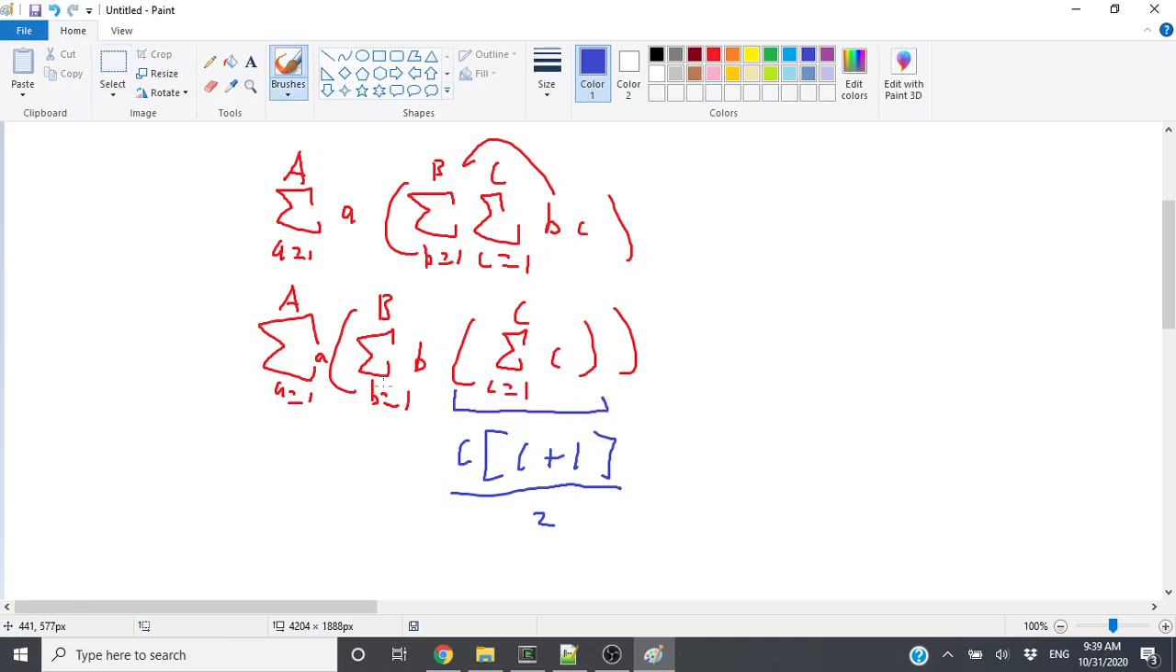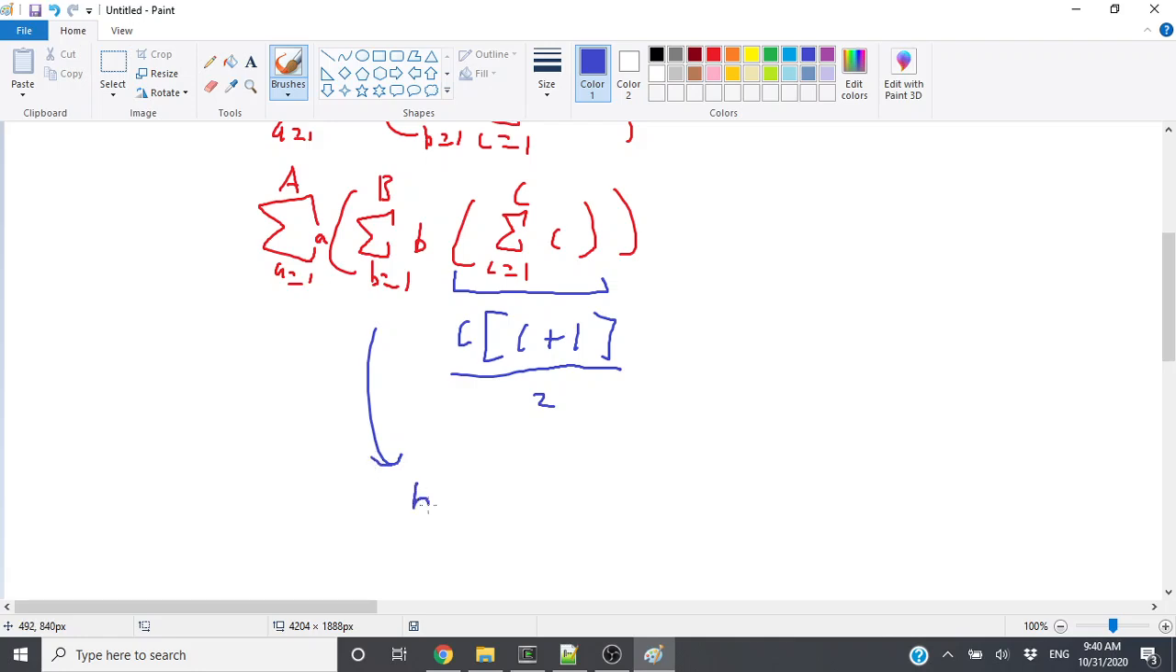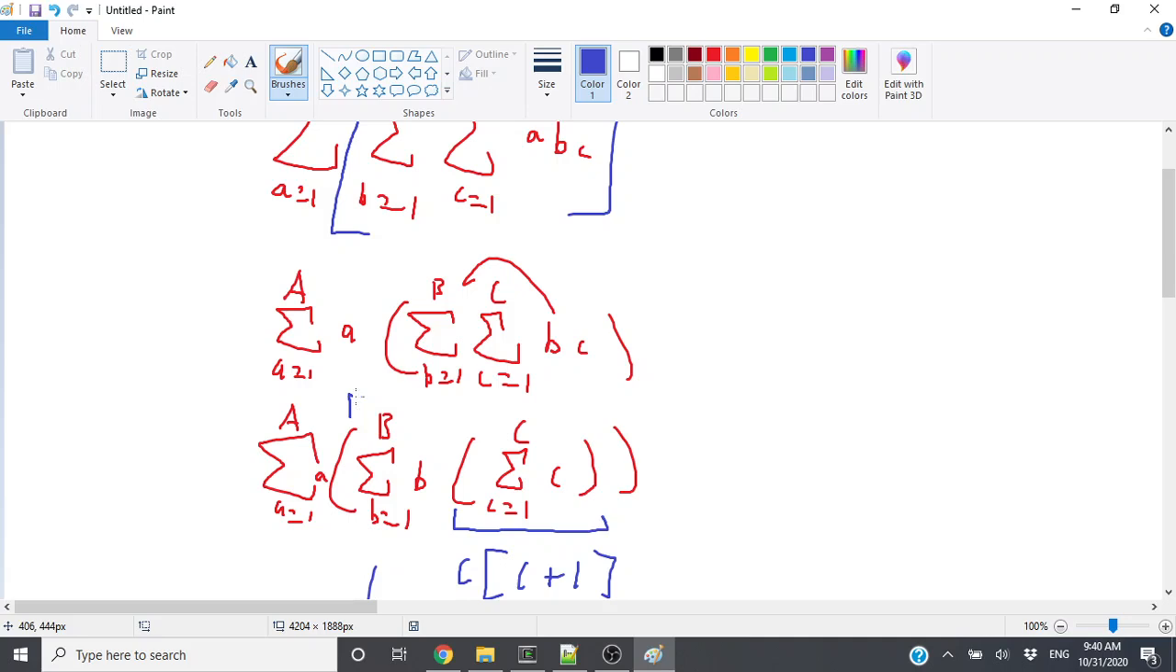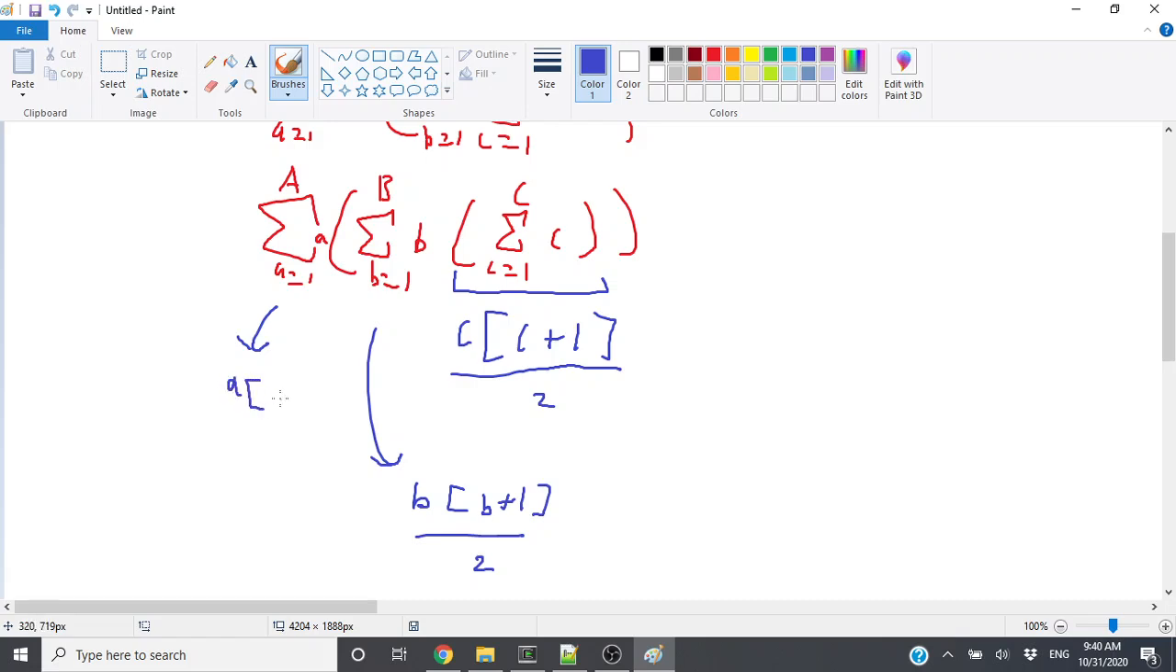So now we're interested in the sum from B equals 1 to big B of B times a constant, X. Because this is constant, we can take the X out, and we're interested in the sum from B equals 1 to B of B times X. By the same argument, the sum of B is B times B plus 1 over 2. And now this whole thing is a constant. So this A is being multiplied by a constant, which means we can apply the same argument. And so this is A times A plus 1 over 2.